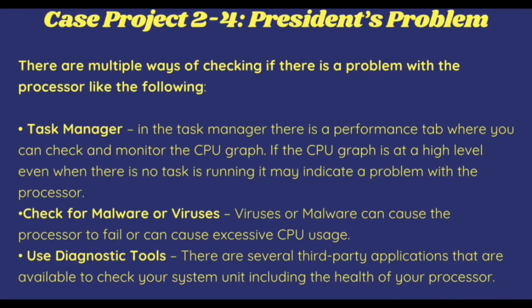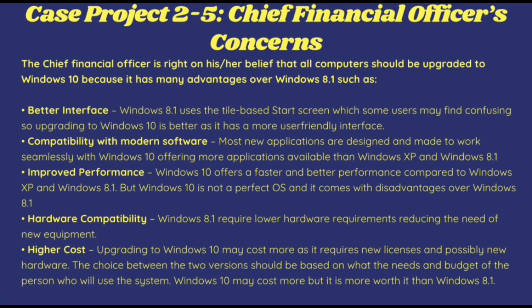Processor problem. There are multiple ways of checking if there is a problem with the processor, like the following. First, Task Manager. In the Task Manager, there is a Performance tab where you can check and monitor the CPU graph. Second, check for malware or viruses. Third, use a diagnostic tool.